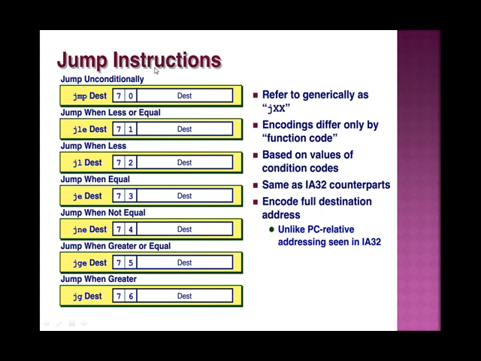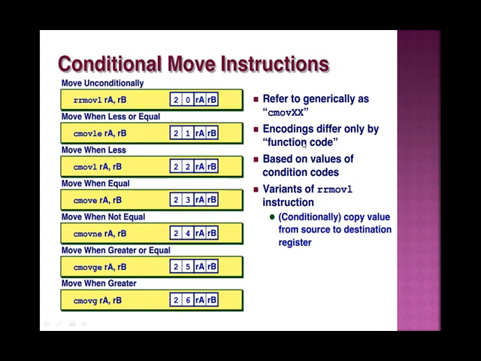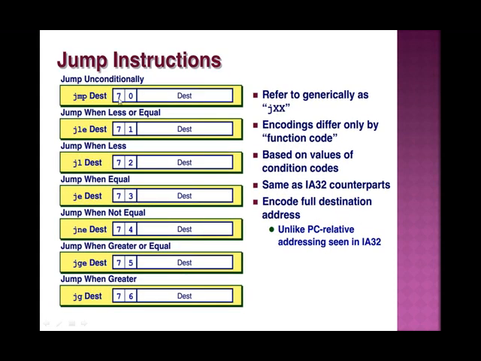Then next is your jump instructions. There are multiple jump instructions also. One is jump unconditionally, meaning there is no condition, simply jump. So that is your JMP destination. This is referred to generally as JXX, like cmovXX, this is JXX.